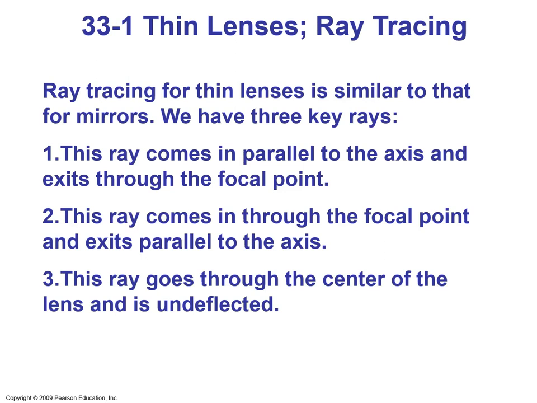Ray tracing for thin lenses is similar to that for mirrors. We have 3 key rays. The first one comes in parallel to the axis and exits through the focal point. The second ray comes in through the focal point and exits parallel to the axis. The third ray goes through the center of the lens and is undeflected.